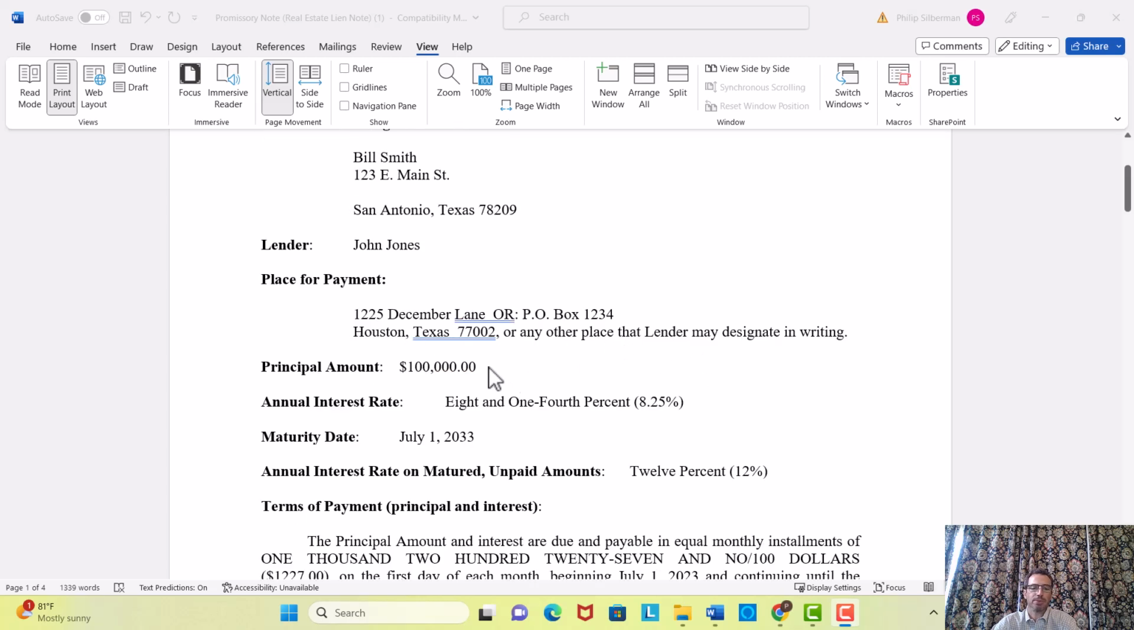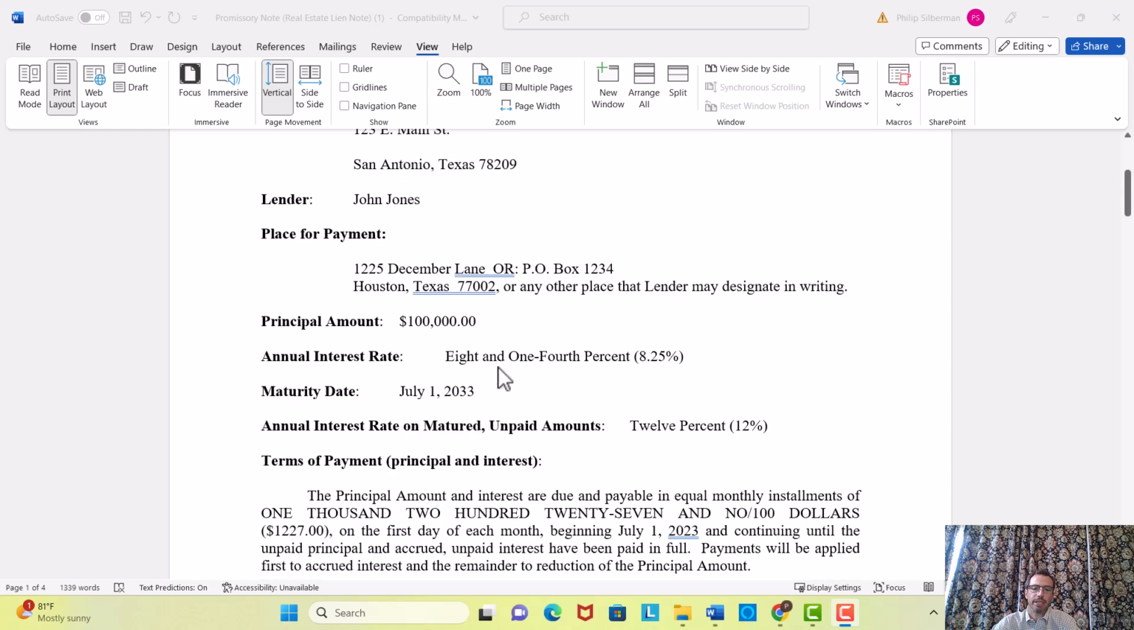The original principal amount of the loan, which is $100,000. The annual interest rate expressed in writing and as an actual numerical number here, 8.25. Note that I often get asked the question, what type of interest rate should I charge in an owner finance transaction? And my answer is lawyers really should not give advice on the business components of a deal.